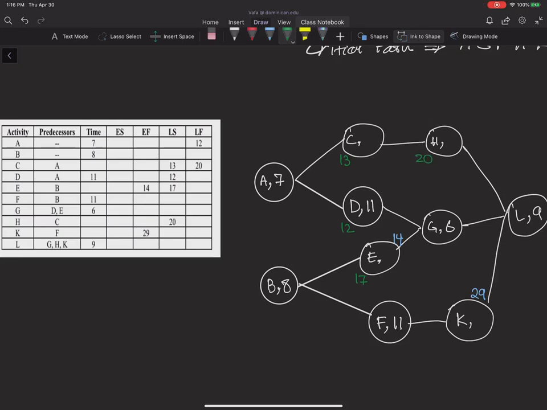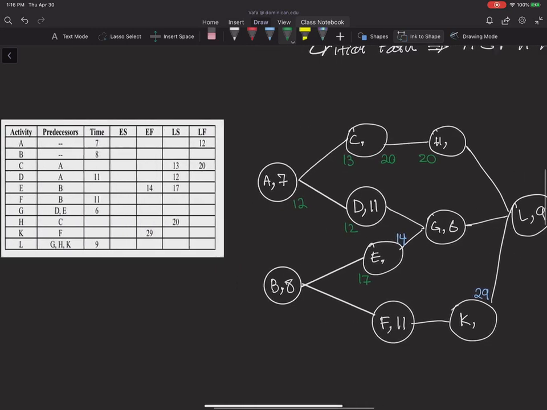And then finally, I know two late finishes. I know the late finish for activity A is 12. So I take a note of that here. And I know that the late finish for activity C is 20. Okay. So these are all the information that I know from this table.